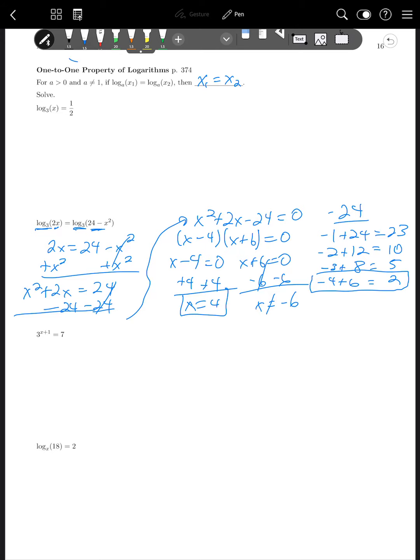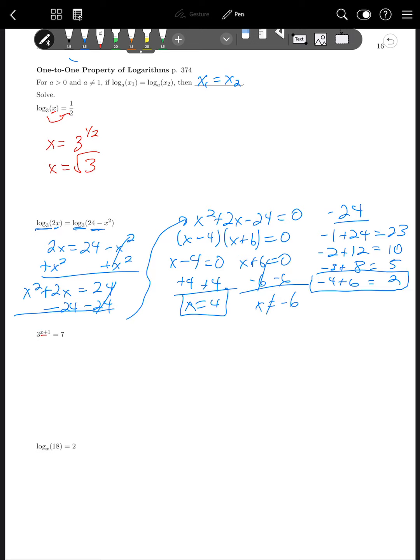Now the other problems in here are all going to use the definition of logarithm to solve. So for example, here I have an x inside of a logarithm. To get rid of the logarithm, I can rewrite this as an exponential. So just move the 3 to the other side. This would be x equals 3 to the 1/2 power, which is just x equals the square root of 3. Okay, and that's all there is to it.